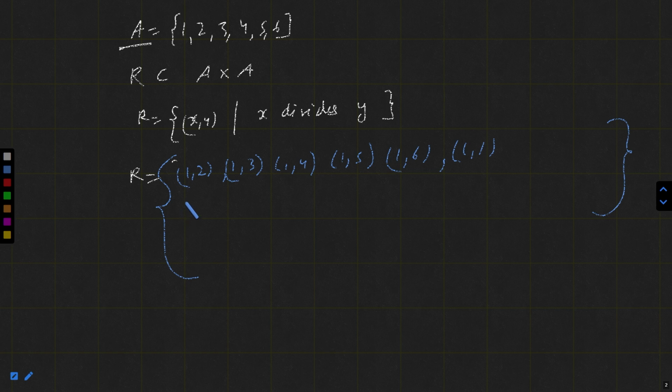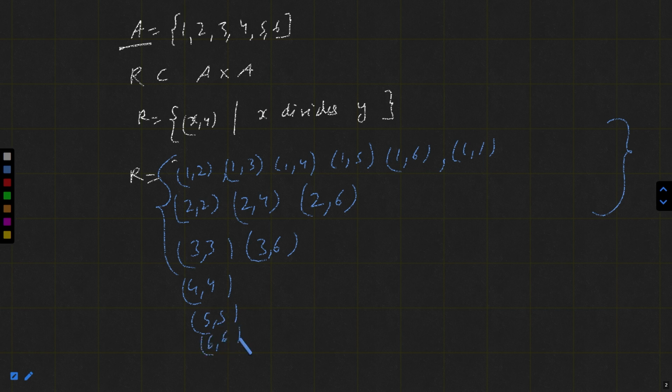Now 2 divides itself. 2 divides 3? No. 2 divides 4? Yes. 2 divides 5? No. 2 divides 6? Yes. 3 divides 3. 3 divides 6, yes. No other elements. 4 divides 4, yes. 5 divides 5, yes. And 6 divides 6, yes. So all the possible elements are these. Is it reflexive? For reflexivity, take this set, take any element.